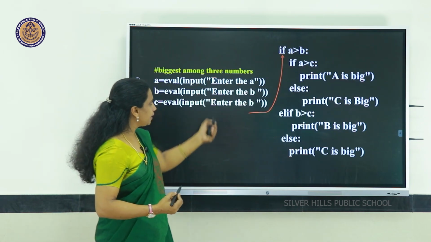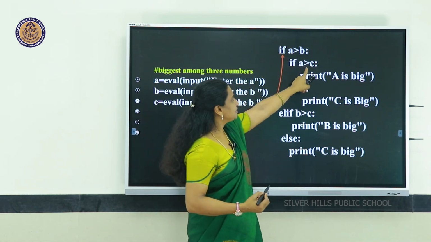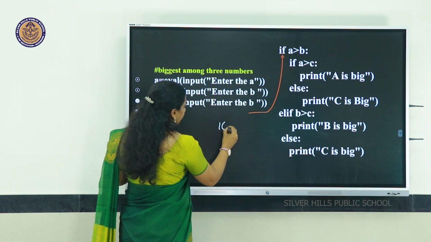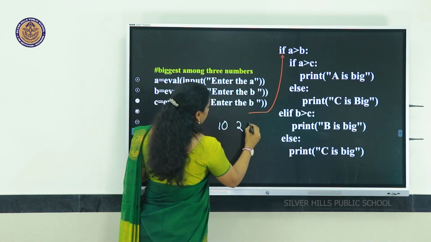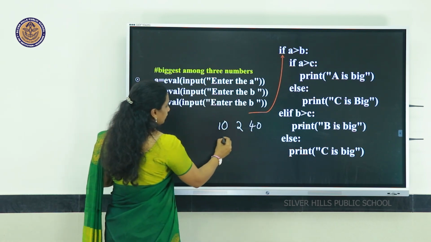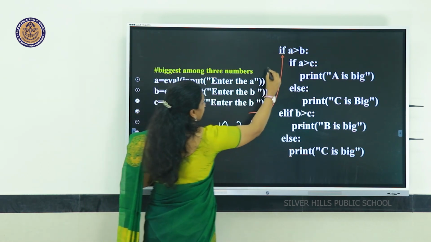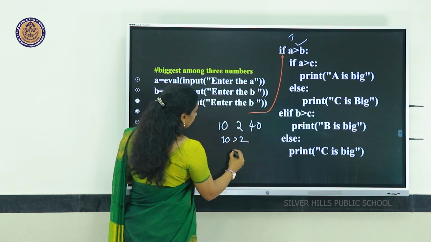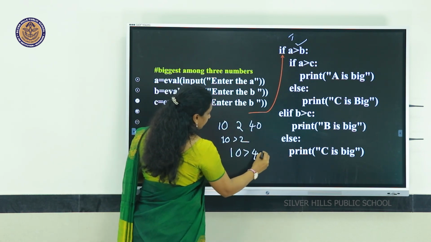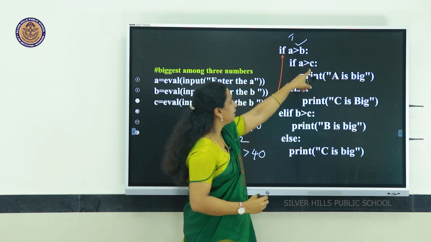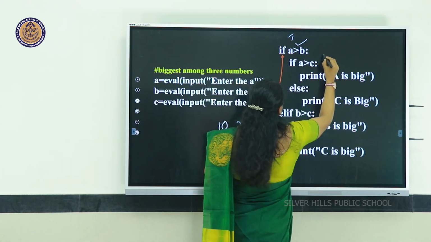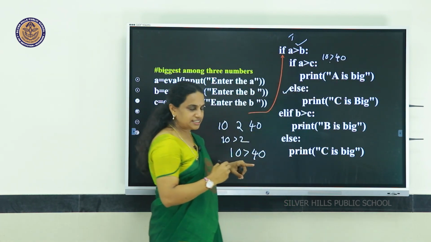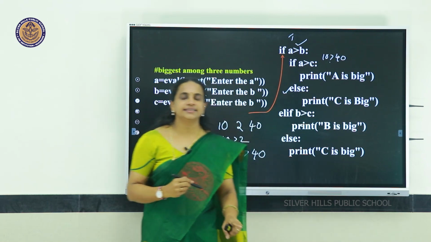Now, one more condition is there. A is greater than B, but A is greater than C is not satisfied. For example, 10, 2 and 40. 10 is greater than 2. That is, A greater than B is true. Then the next condition it is checking is whether A is greater than C, that is, 10 greater than 40. This condition fails, therefore, the else part will be executed and we will get the answer as C is the biggest number.